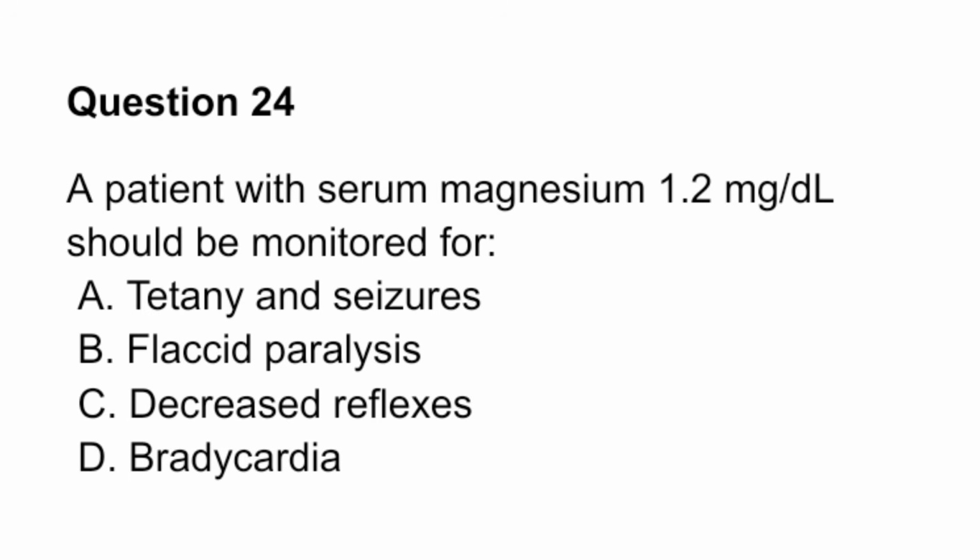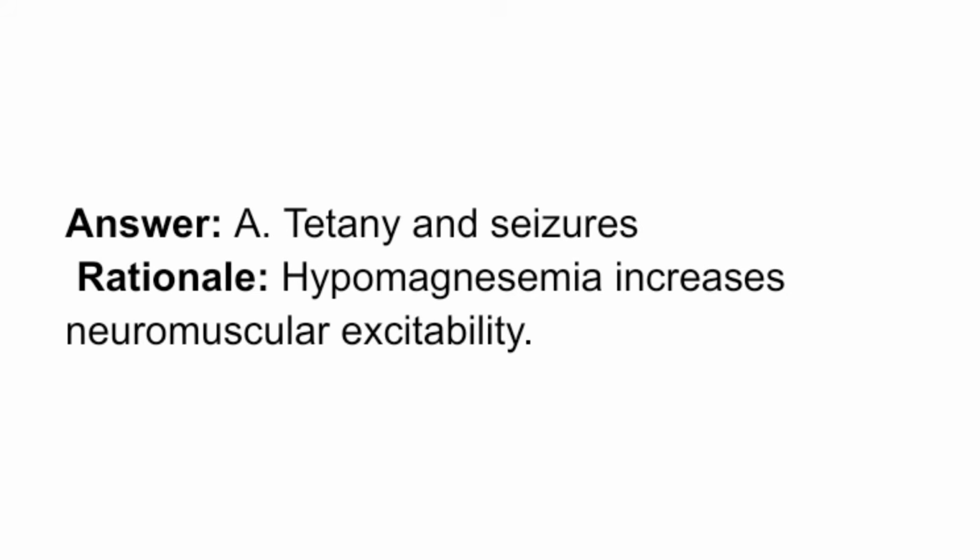Question 24. A patient with serum magnesium 1.2 milligrams per deciliter should be monitored for A. tetany and seizures, B. flaccid paralysis, C. decreased reflexes, D. bradycardia. Answer: A. tetany and seizures. Rationale: hypomagnesemia increases neuromuscular excitability.